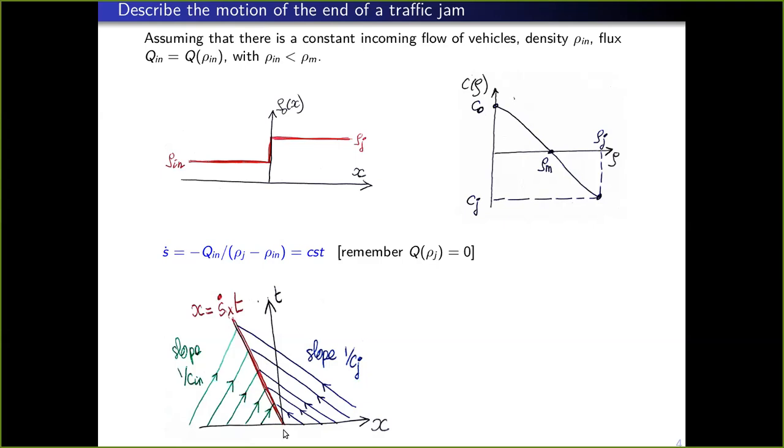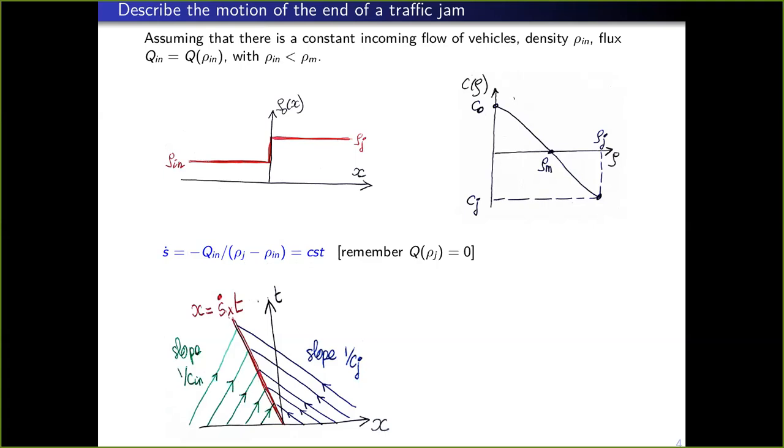And this means we have a shock, and the shock velocity is computed by means of the formula 1 in the first slide, which gives here S dot equals Q of rho j, which is 0, minus Q in, divided by rho j minus rho in. And this is a constant because everything there is constant. So the shock has a constant velocity. We will see in the tutorial examples where the shock doesn't have a constant velocity because some of the rho are time dependent, but it's not the case here. So it's a simple situation.